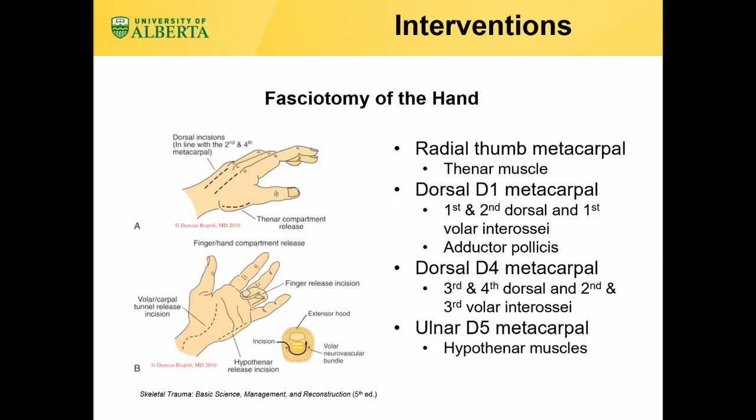Because the hand has 10 compartments, fasciotomy consists of 4 incisions located as follows: the radial aspect of the thumb metacarpal, the dorsal aspect of the D1 metacarpal, the dorsal aspect of the D4 metacarpal, and the ulnar aspect of the D5 metacarpal. The incision along the thumb releases the thenar compartment, and the ulnar D5 incision releases the hypothenar compartment. The dorsal incisions provide access to the dorsal interossei, the volar interossei, and the adductor pollicis muscles.